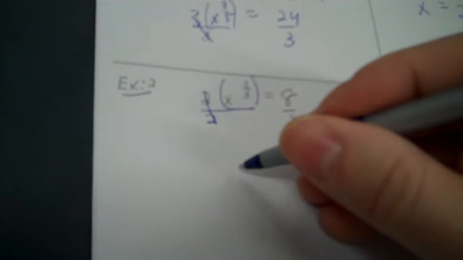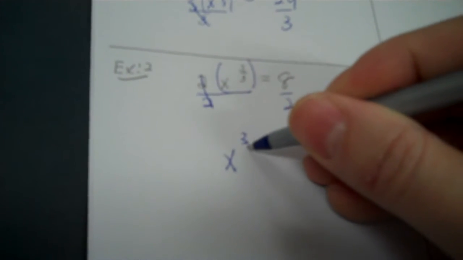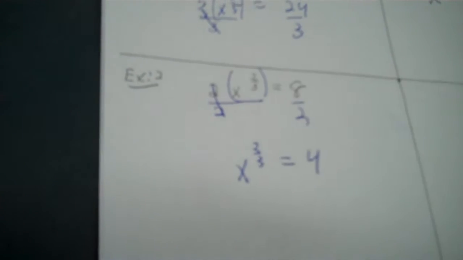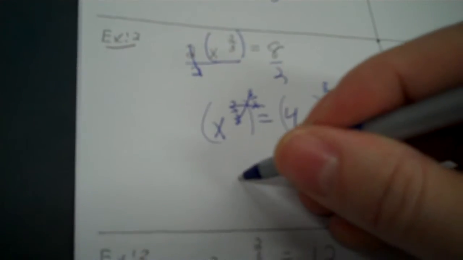So parenthesize the x with this power. You're going to have to divide by 2 before you worry about the power. 8 divided by 2 is 4. Now get rid of the power by taking each side to the flipped power. It's called the reciprocal. So 3 over 2, 3 over 2. Having a 2 on top and bottom cancel, and the same with the 3's.